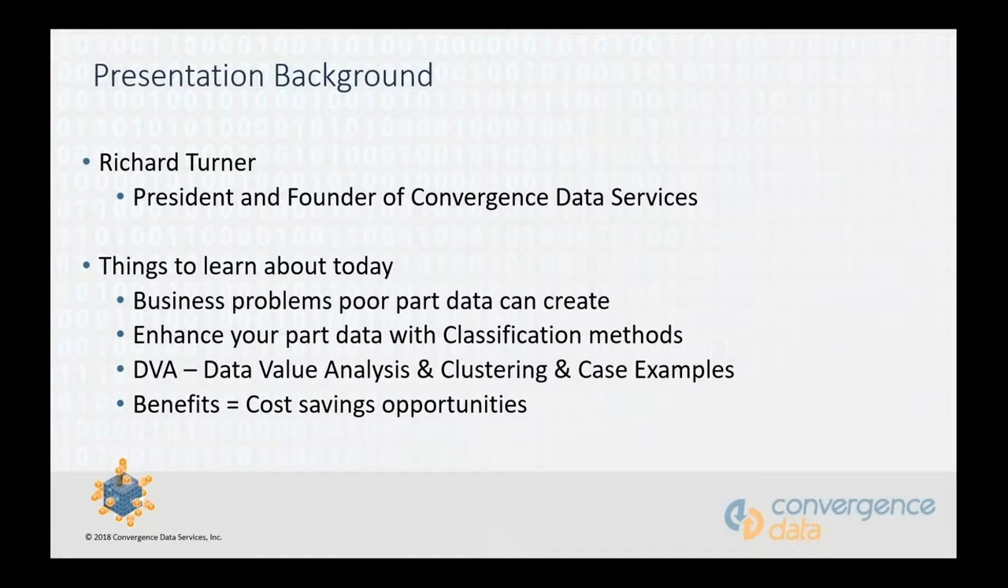So today's presentation, some of the learning points before we get started. We're going to talk about some of the business problems poor data can create for your business. We're going to talk about how you can enhance your part data with classification methods. And then we're going to introduce our DVA, what we call a data value analysis. And we're going to talk about clustering, and we're going to talk about specific case examples. And then lastly, we'll talk about the benefits a DVA can provide to your company, which means the cost savings.